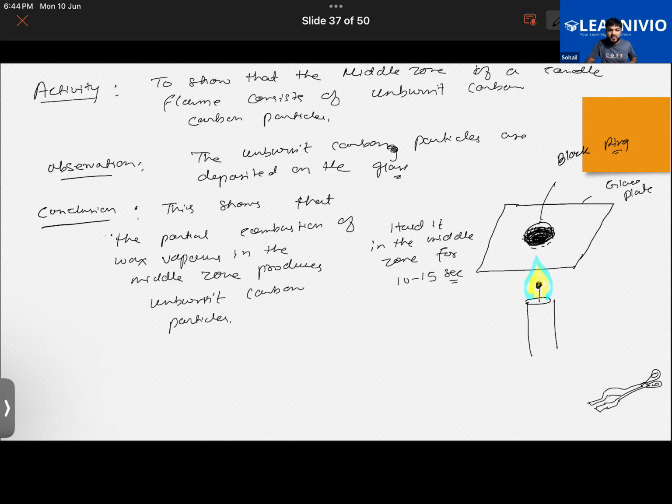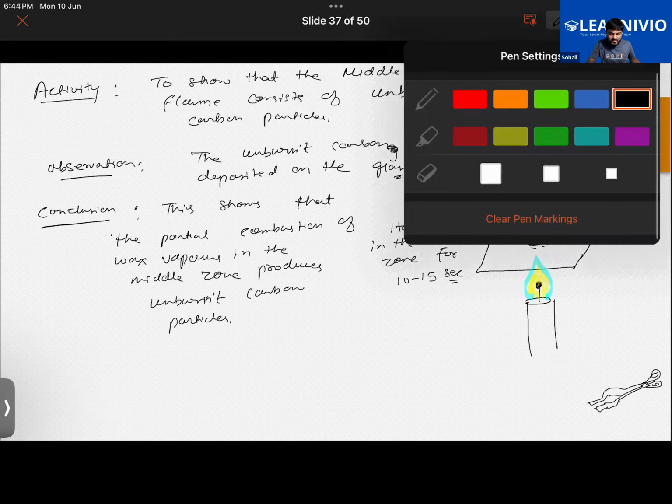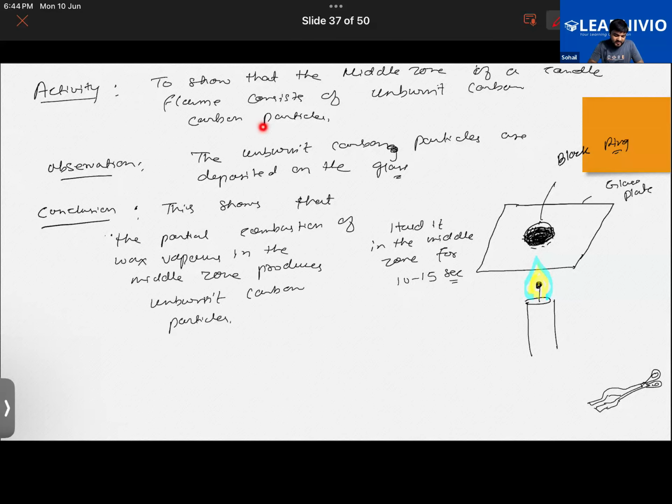So let me quickly revise it for those of you who have joined late. We did this activity to show that the middle zone of the candle flame consists of unburnt carbon particles. You simply take a candle, light it, and hold a glass plate near the middle zone of the candle flame for 10 to 15 seconds. We have learned previously that when wax is burnt, it converts into wax vapor, isn't it, guys?